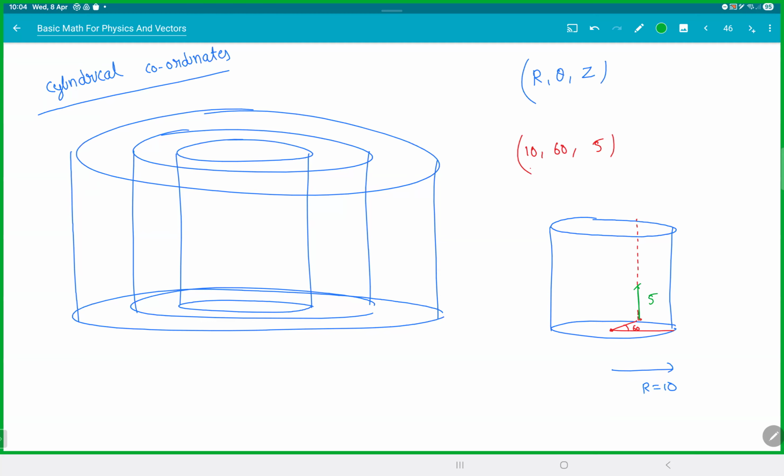Making sense? So your clothes in a washing machine, they're actually in cylindrical coordinates, isn't it? When the cloth is just spinning, spinning, spinning and going and sticking to the walls, it's actually going on cylindrical coordinates. So you can have all these kinds of coordinate systems. Another best example, look at a screw. If you look at a screw's threading, it's actually cylindrical coordinates.